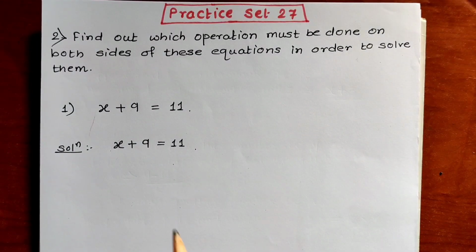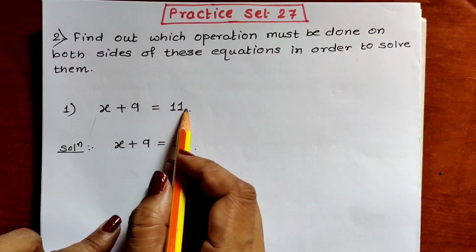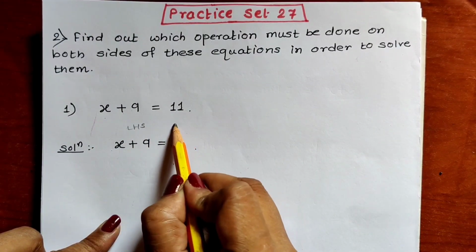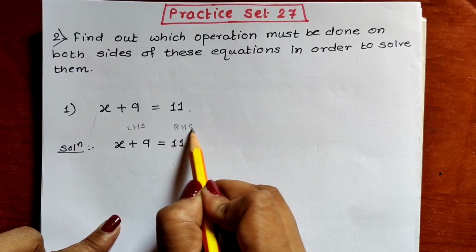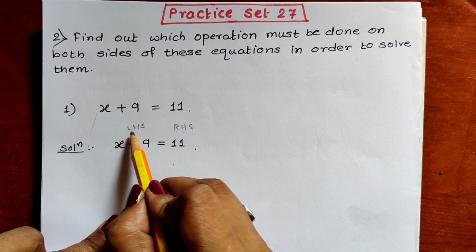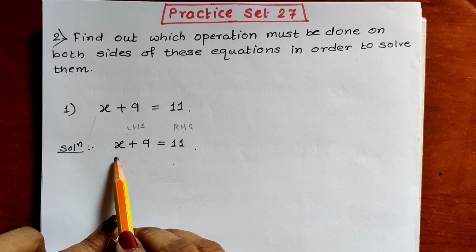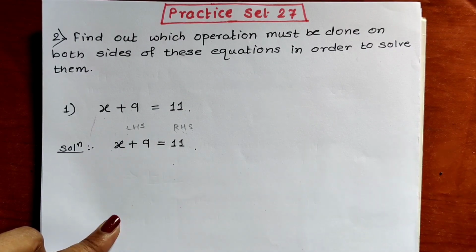Here I have written the first equation, x plus 9 is equal to 11. This is the left hand side of the equation. This is the right hand side. RHS means right hand side. LHS means left hand side. On the left hand side we can see the variable, so the left hand side is the variable side.